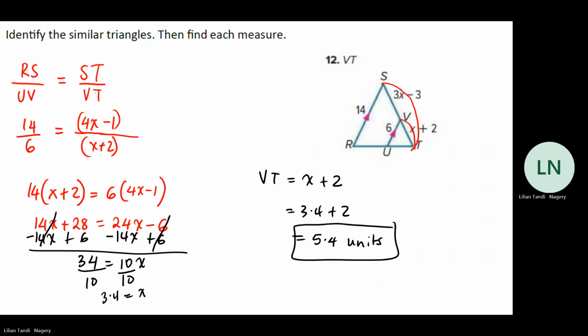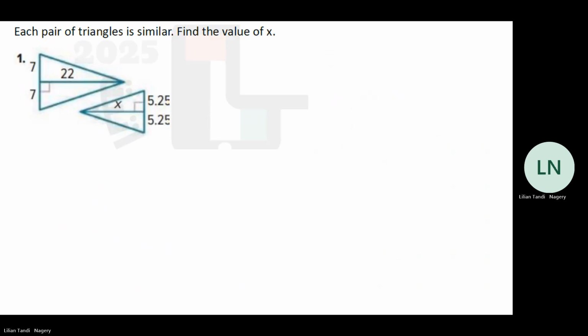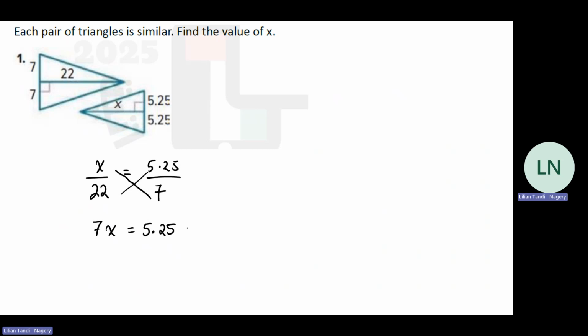Okay. Right. Let's move on. So here we're going to take the altitudes. So x over 22 equals 5.25 over 7. We can do that. So you do this. So you have 7x equals 5 and 25 hundredths multiplied by 7.